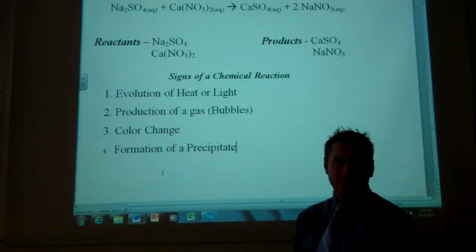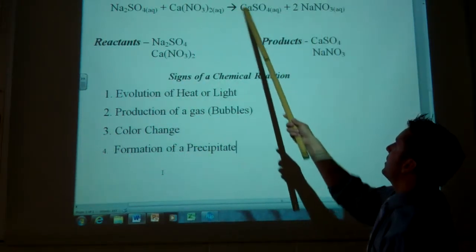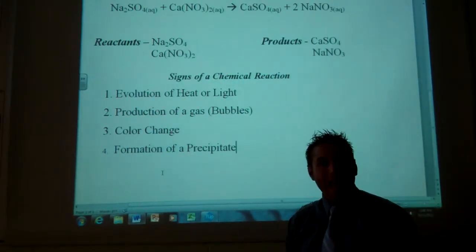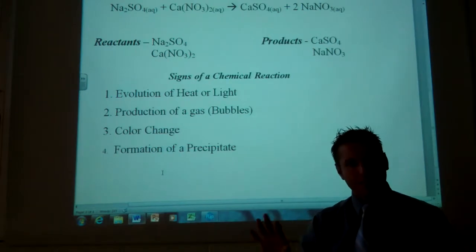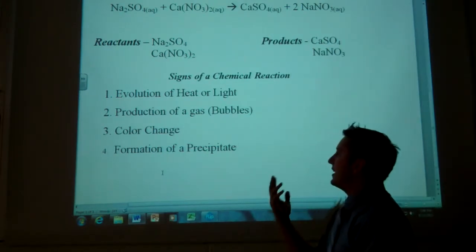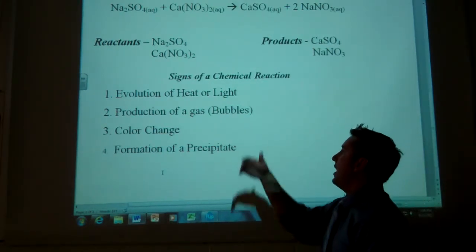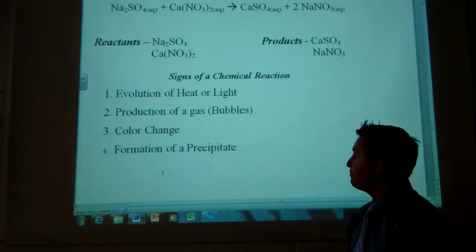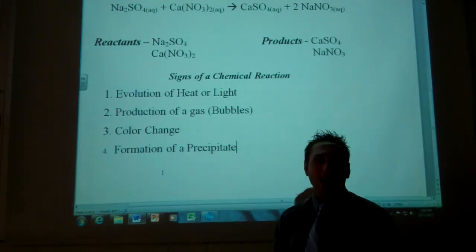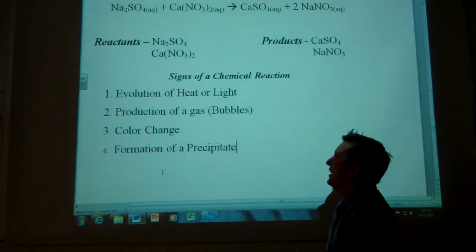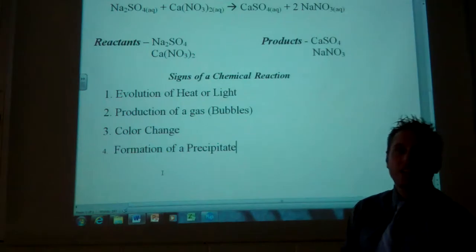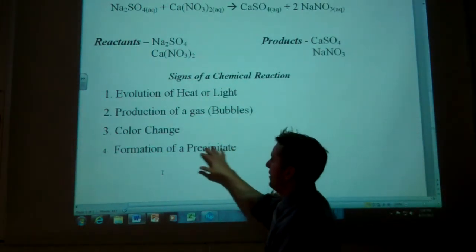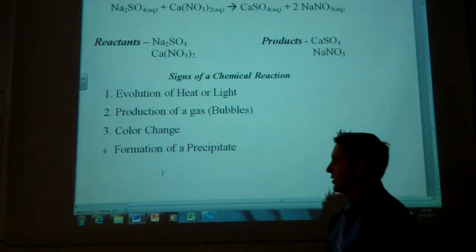Production of a gas. Sometimes the stuff we make as products form gases. How do we know there's a gas? Most often we'll see bubbles. If we're mixing liquids together, that indicates a gas has been evolved, and that's a sign of a chemical reaction. A change in color a lot of times will indicate that we have had a chemical reaction. And that gets linked with this one here, formation of a precipitate.